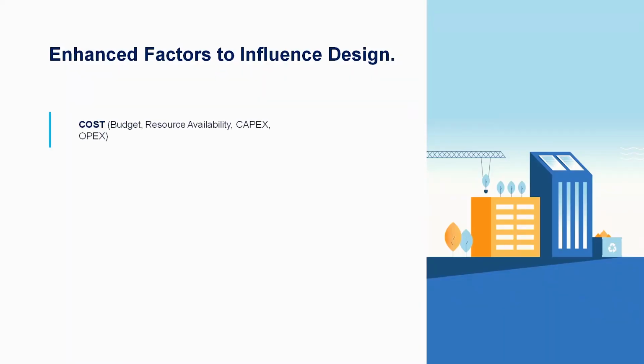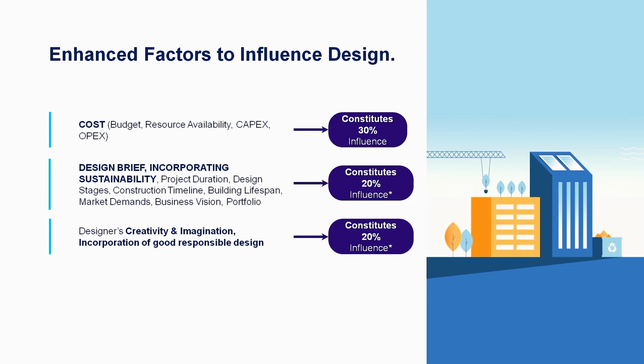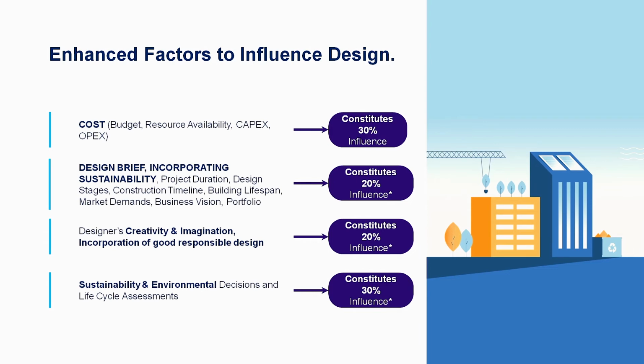So going back to our initial chart, cost, in my opinion, should go down to 30%. The design brief should start incorporating or demanding better sustainable practices as a process, not just as an end result, right? And that should constitute around 20%. The designer's creativity and imagination, linking it up also with sustainable decisions, would constitute around 20%, and leaving sustainability and environmental decisions along with life cycle assessment at 30%. So it's a 50-50 split.